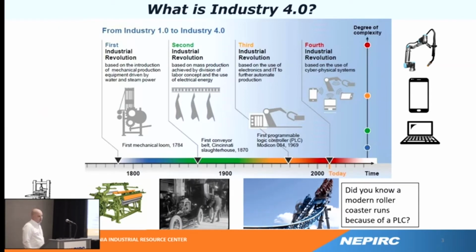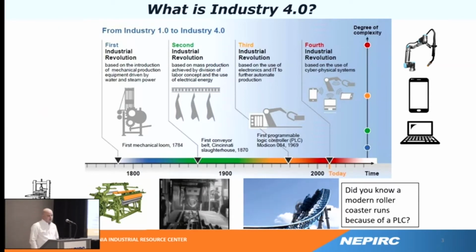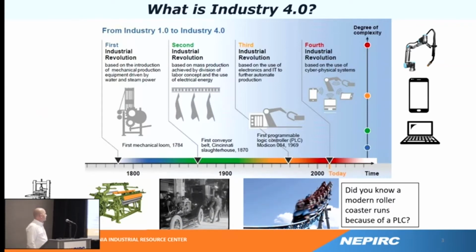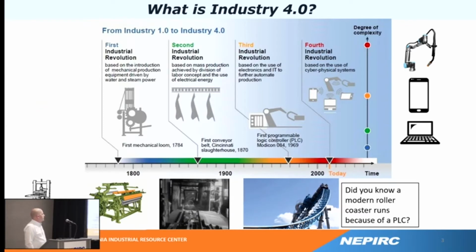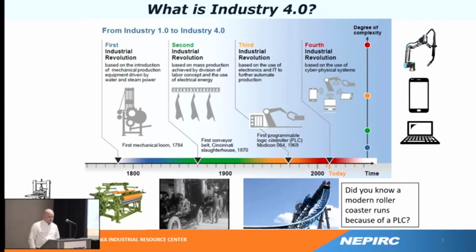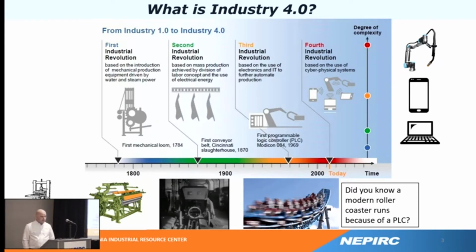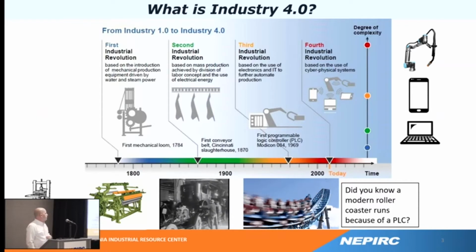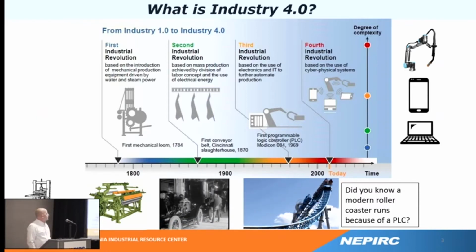Third industrial revolution is when we started getting PLCs, programming. A lot of stuff you see out there runs off programs such as roller coasters. I don't know if you know, but modern roller coasters run because of a PLC. And it's a programmable logic controller. Tells you what's safe, if the next ride can go, and what needs to happen to run the whole operation.